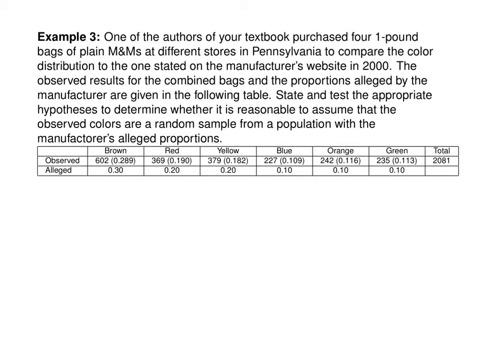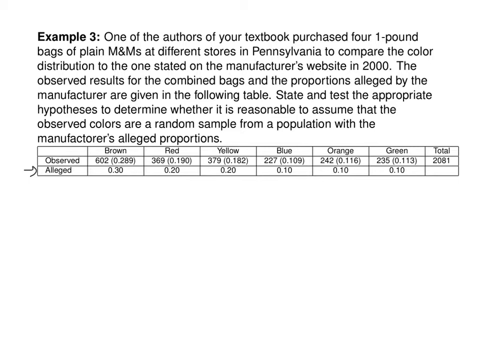So one of the authors of your textbook purchased four 1-pound bags of plain M&Ms at different stores in Pennsylvania to see if the proportion of colors in each bag was as M&M claimed. So the alleged proportions in this table are the proportions of M&Ms that M&Ms say that they produce.